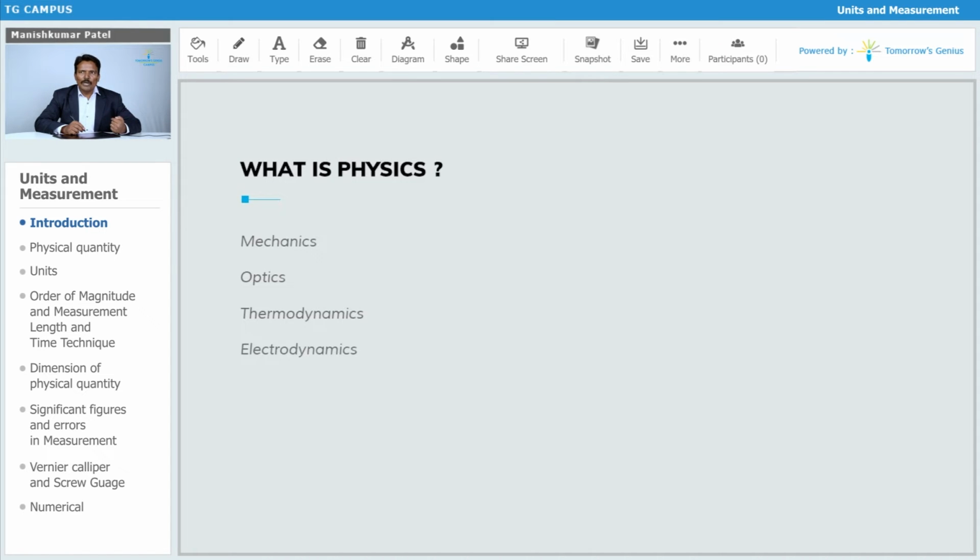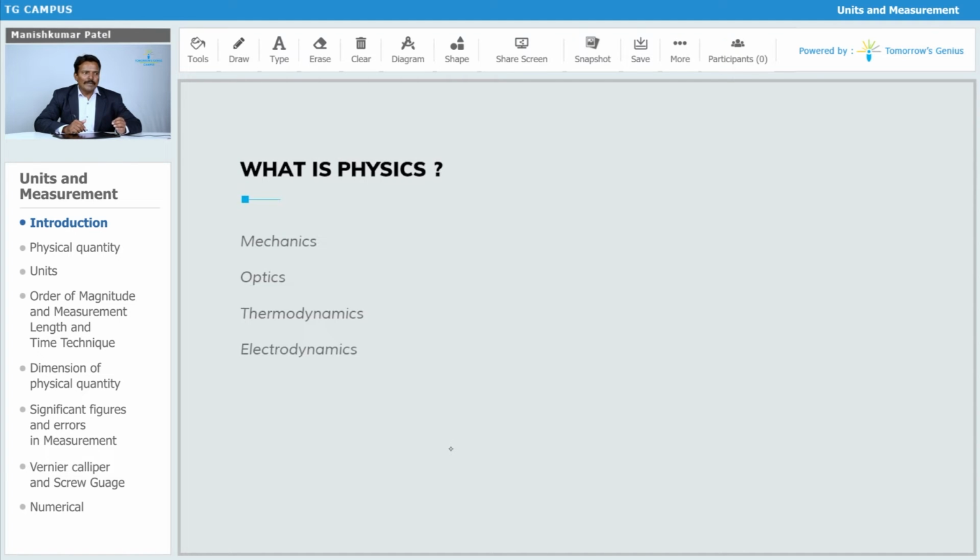Then when we talk about optics, in optics we study everything related to light, the various phenomena related to light, and how light travels through different mediums. Then thermodynamics: what will happen when you provide some heat to an object. Then electrodynamics, which is related to electric current, magnetic field, and electric field. All that we are going to study in electrodynamics.